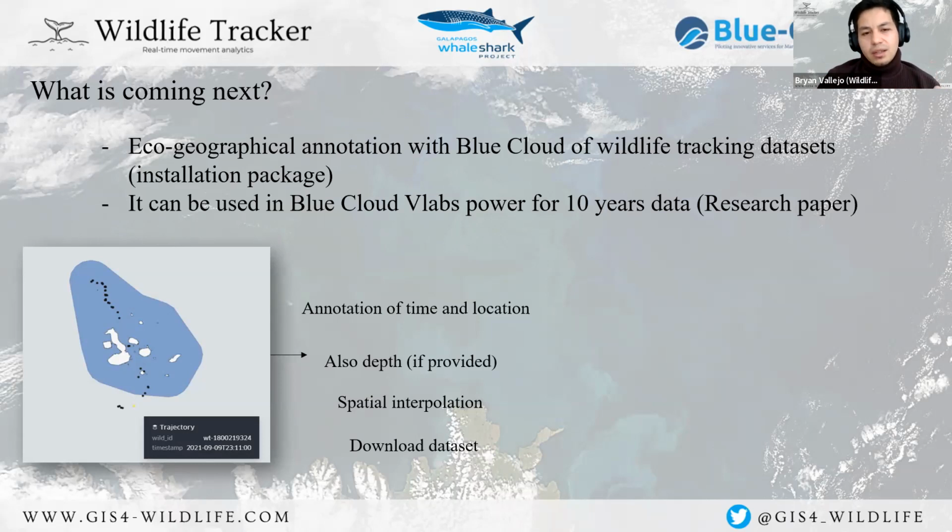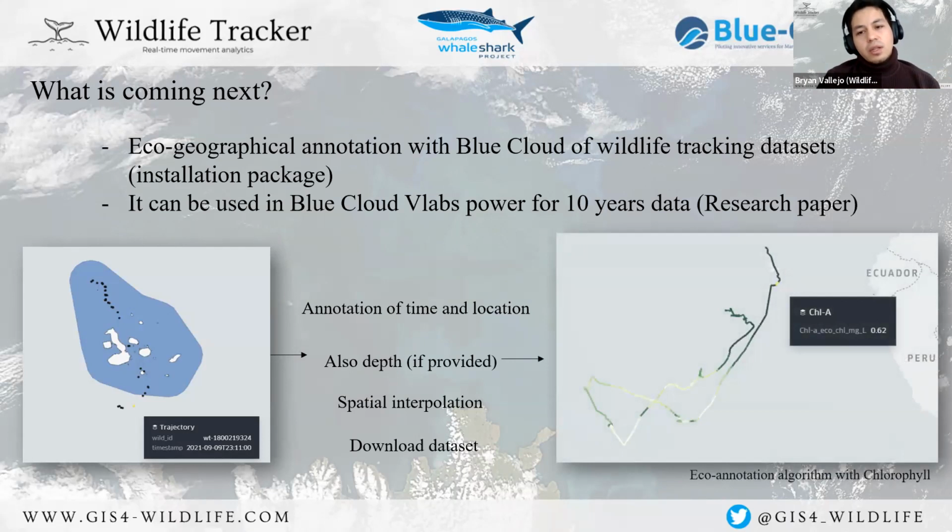One of the needs that we had, especially with the Galapagos Shark project, is to do research, and they have more than 10 years of data on whale sharks, so they need to enrich this data. One algorithm that we have been working on in the last months is this eco annotation. So you can annotate every location and every date with satellite data, for example, this Blue Cloud dataset. So we can actually annotate since 1998.